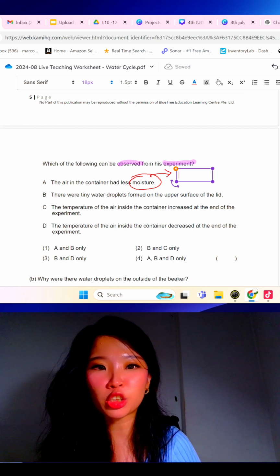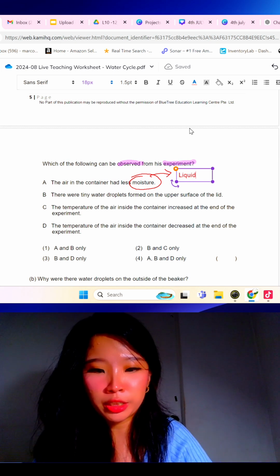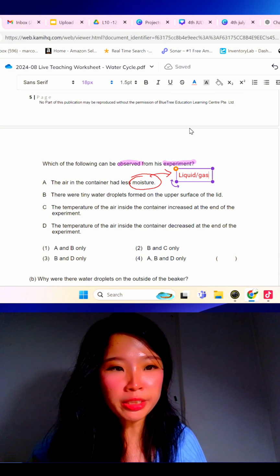Okay, so moisture is talking about what? Liquid or gas? Can you tell me? Liquid or gas? Type in your answer.